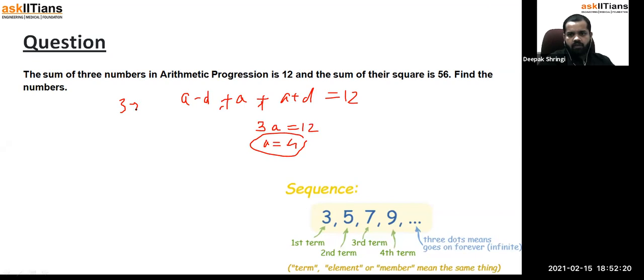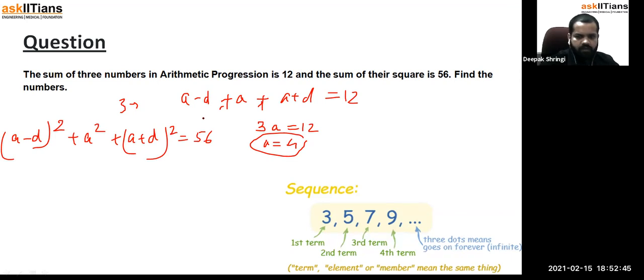Right or not? Yeah. And the sum of their squares means (a minus d) whole square plus a square plus (a plus d) whole square will be equal to 56. It is already given. Just put the value of a and take out the value of d. Then you will easily get these numbers. Okay.